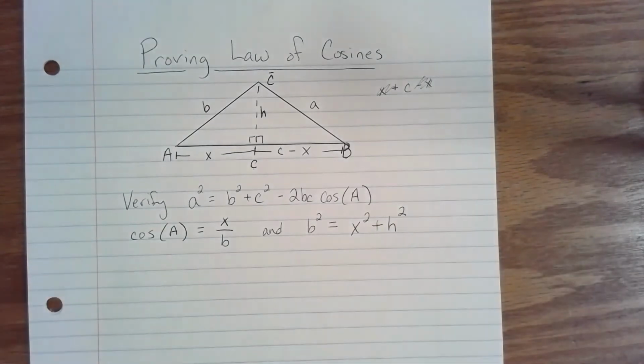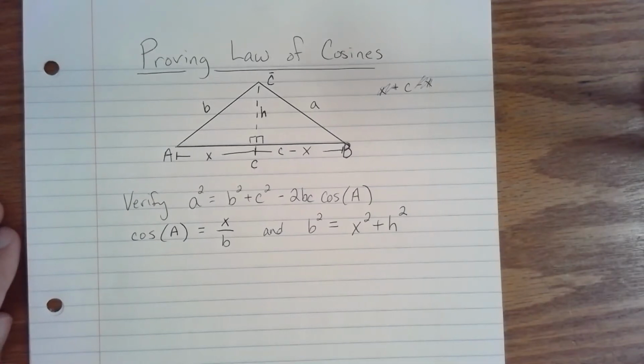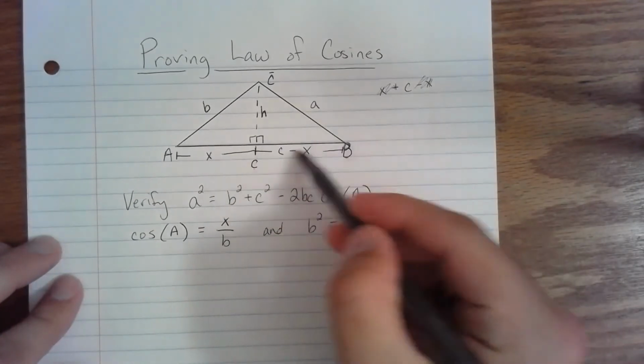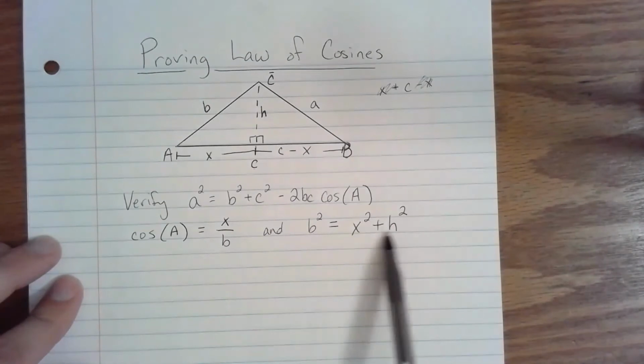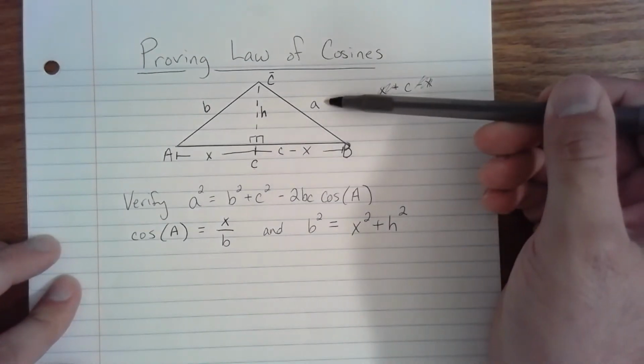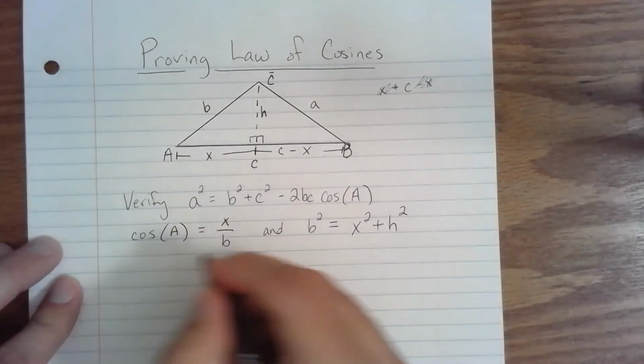Now I could go on all day and come up with a bunch of other things here, but what I'm going to do is go ahead and make one last statement using the other right triangle. I'm going to do the same thing I did here, except it'll look a little messier. I want to deal with a squared, so let's go ahead and do that.